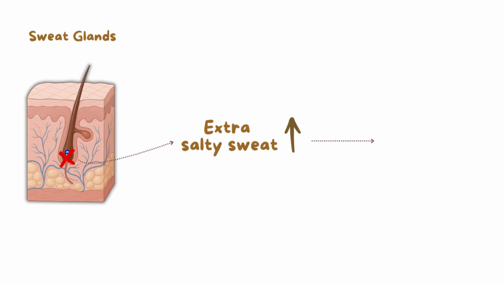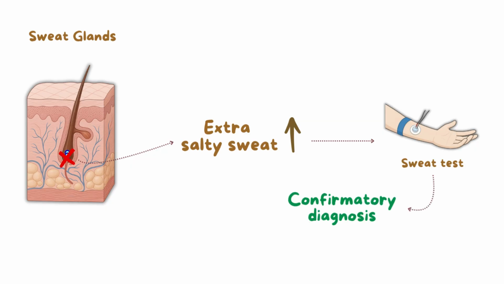This is why sweat chloride tests are so useful. By collecting sweat and measuring its salt levels, physicians can confirm whether the CFTR protein is malfunctioning, making it the gold standard for diagnosis of CF.